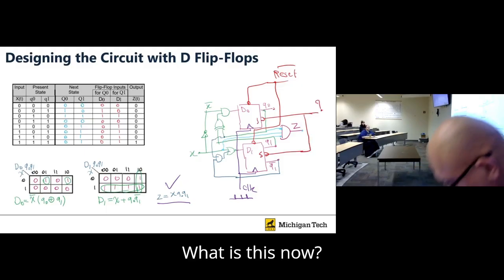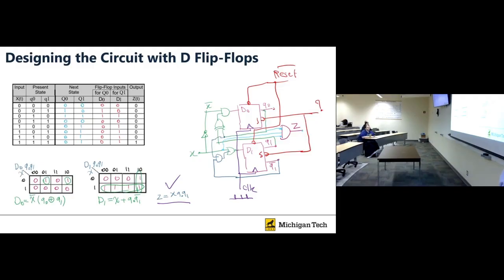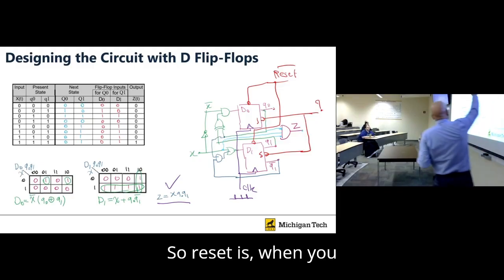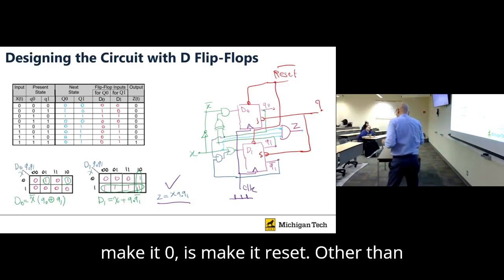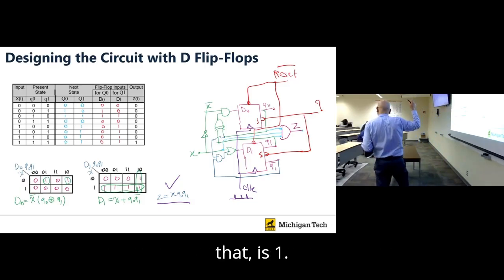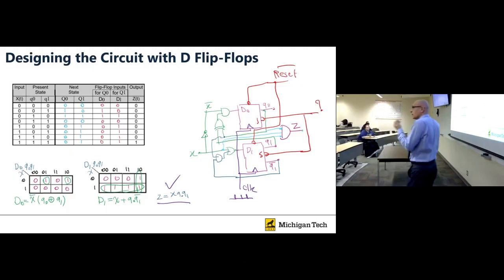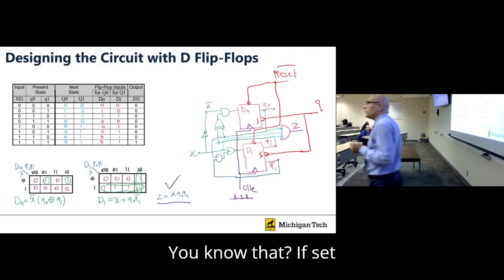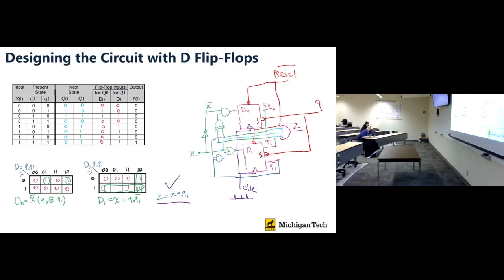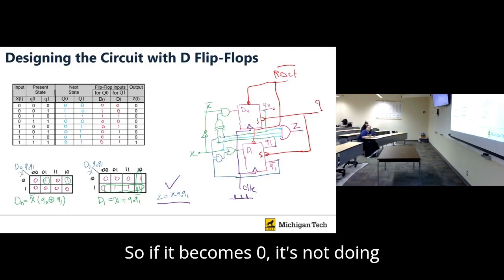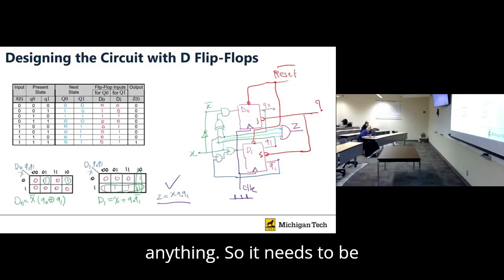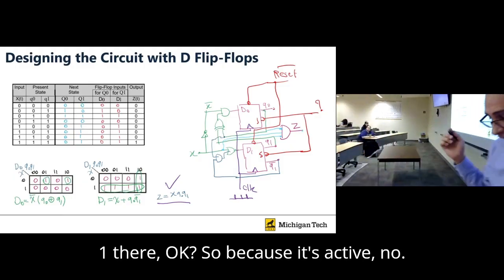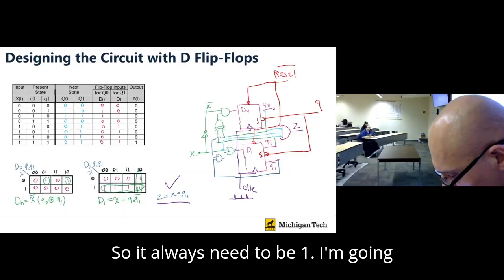What is this now? So reset is when you make it 0, make it reset. Other than that is 1. So, okay, what about set? If set becomes 1, it makes them set. If it becomes 0, it's not doing anything. So it needs to be 1 then, because it's active low. So it always needs to be 1.